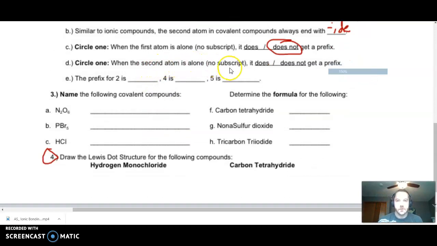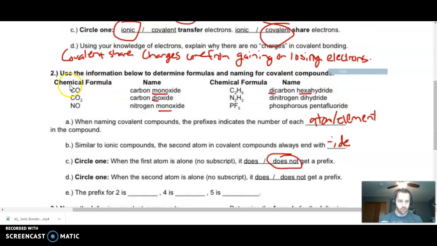When the second atom is alone, no subscript, so we look at CO. Well, we actually still put a prefix on there. Mono, NO, mono. So we can put a prefix for one, but only on the first word.